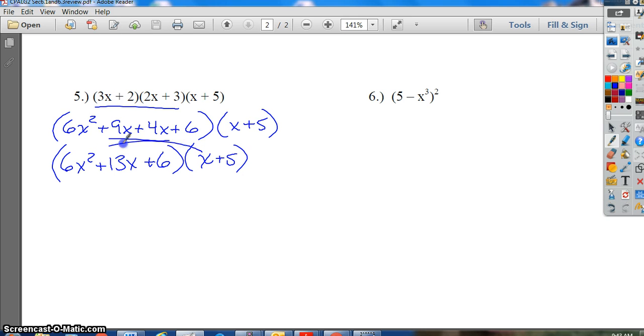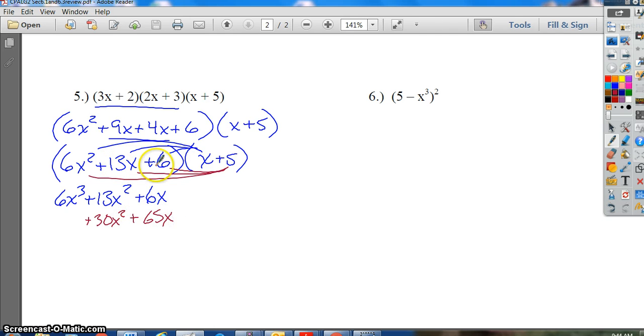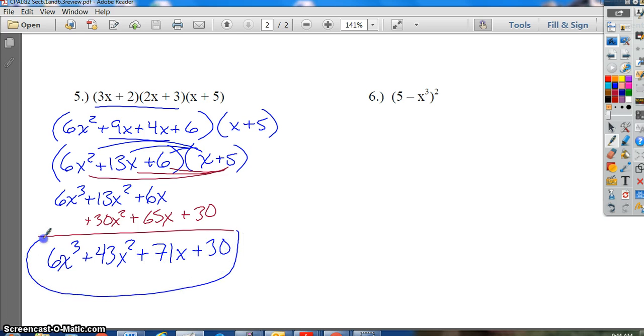All right, I'm going to distribute my x in. That's going to be 6x to the third plus 13x squared plus 6x. And I'm now going to multiply my 5 in to all 3 of these. Kind of see I'm going backwards. 5 times that is 30x squared. 5 times this is 65x. 5 times 6 is 30. I'm going to add them vertically because my like terms are very on top of each other. And there you go. That's the sort of this.